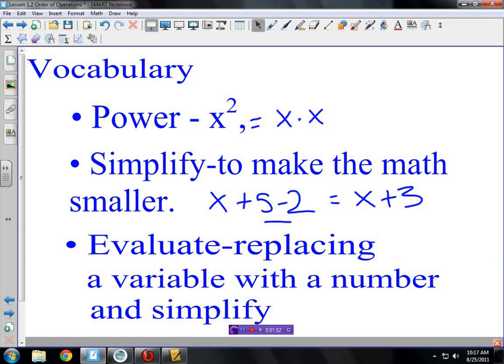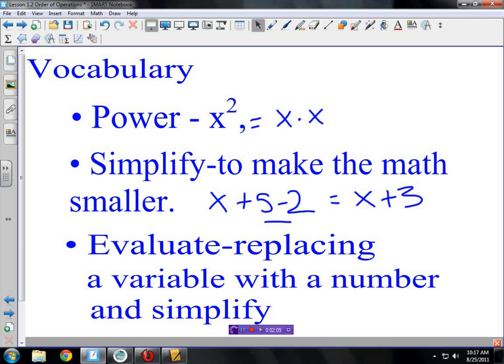Right. Next word we're going to look at is evaluate. Now, the book is pretty consistent about saying simplify and evaluate. But when we're talking, when we kind of say simplify and evaluate, we kind of almost mean the same thing. So evaluate is replacing a variable with a number and then simplifying.